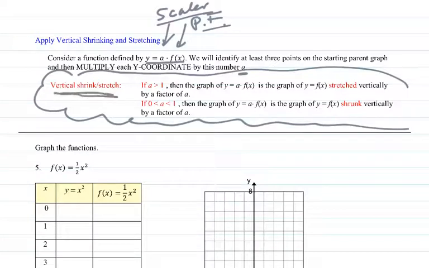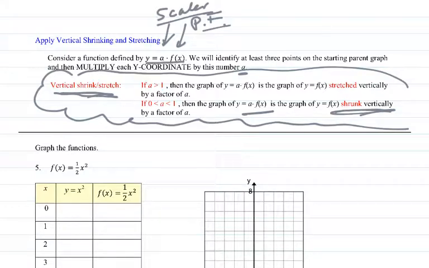For vertical shrinking and stretching, if our scalar is greater than 1, then the graph is the graph of the parent function stretched out vertically by a factor of a. If a lives between 0 and 1, so like 0.5 or 2/3, any decimal or fractional value between 0 and 1, then the graph of the parent function is shrunk vertically by a factor of a. So what we're going to be looking for is that stretching and shrinking in the vertical direction.